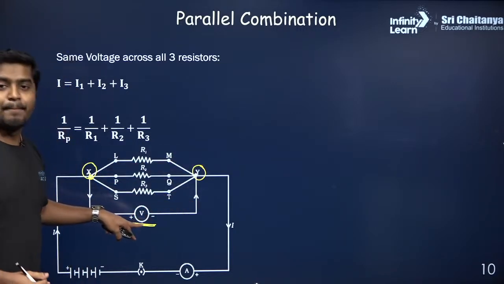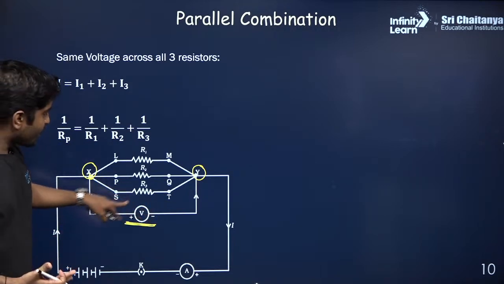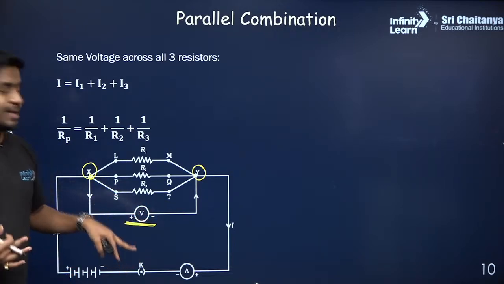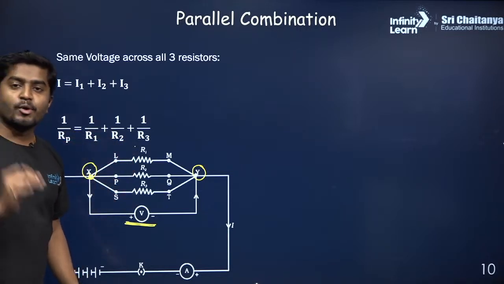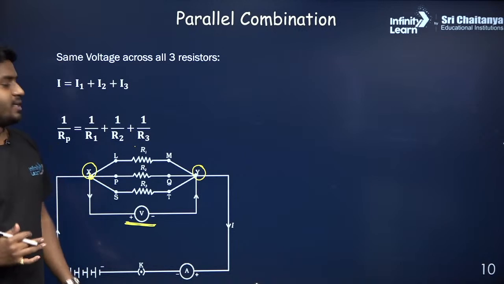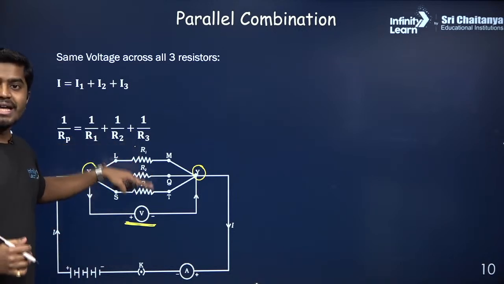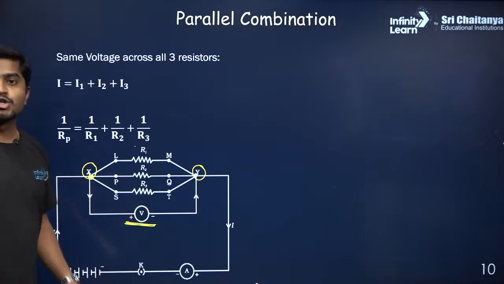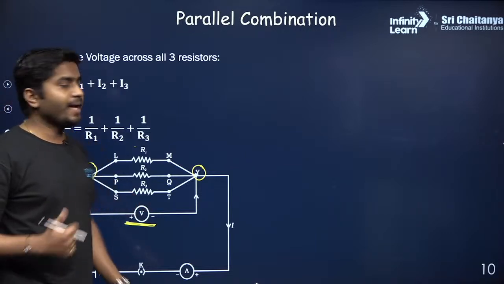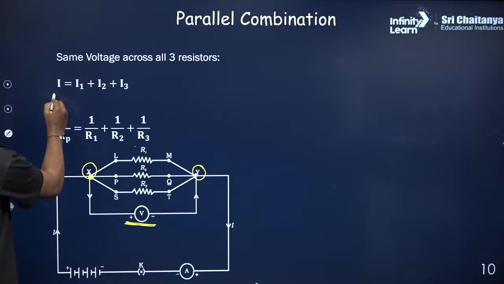So when you measure the potential or potential difference using the voltmeter across R1, R2 and R3, the potential difference will be constant. So how do you know if the resistors are in parallel? The potential difference should be constant. Okay. So now what will happen to the current?